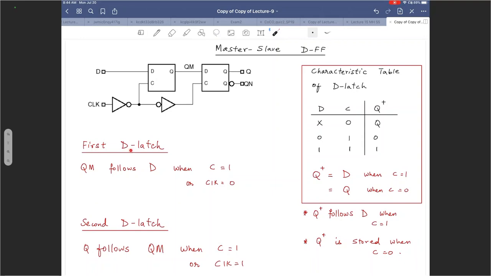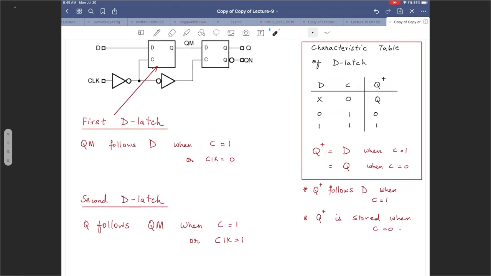Now for the first D latch, which is right here, output is QM, input is D, and the C input is actually clock complement. So I can say QM follows D when C is 1. So I have to see a 1 here, which means I have to see a 0 here. So C is 1 means clock actually is 0, right?